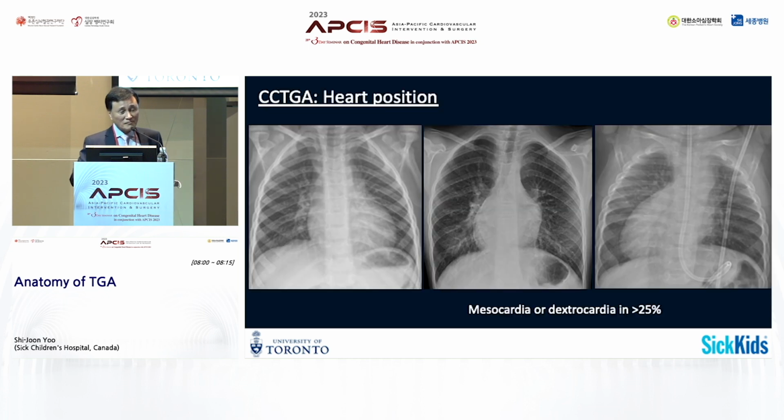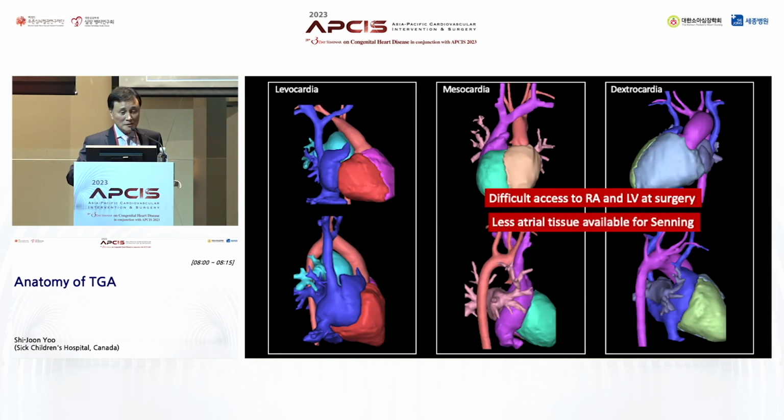Okay? What about heart position? Mesocardia and dextrocardia occur in 25% or more. It does have a problem. So this is a 3D reconstruction in frontal view. You have mesocardia and dextrocardia. So here the lower column is seen from the right side. Okay, what does it mean? If you have mesocardia and dextrocardia, surgeons will have difficulty getting access to the right atrium and the left ventricle, right?